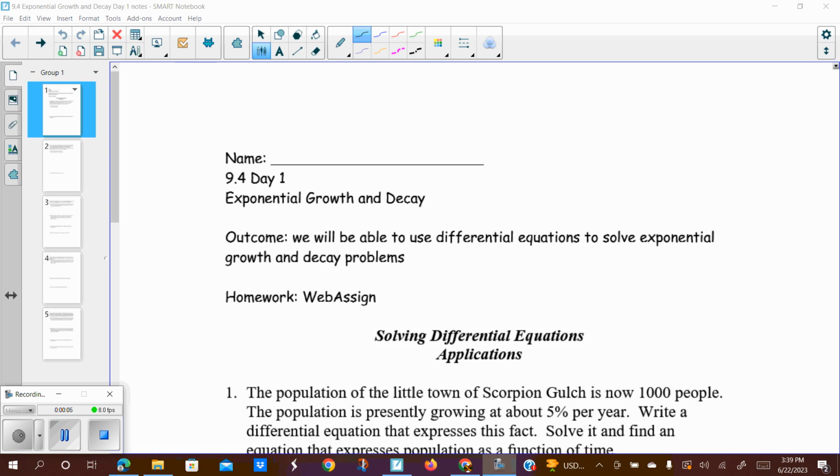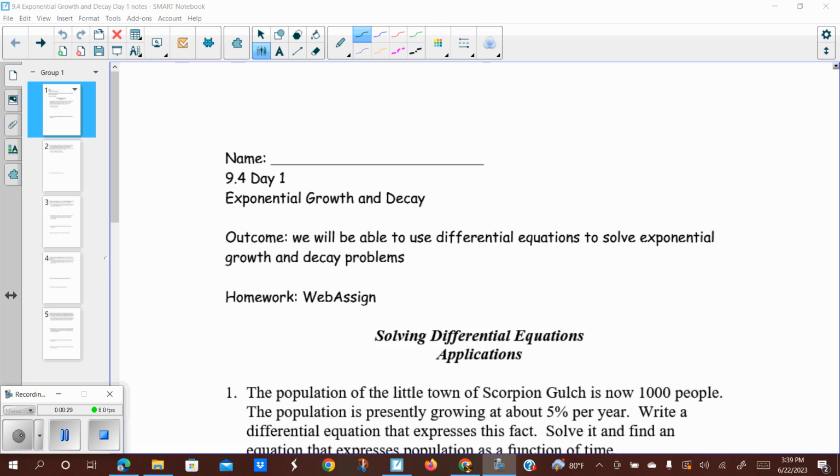Right, so this is going to start our sections on growth modeling. Used to be that this was in two different sections, and now they've condensed it into one in the new book. So the whole thing is going to be found under 9.4 in the Calculus 2 course.